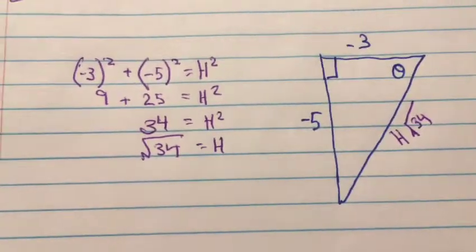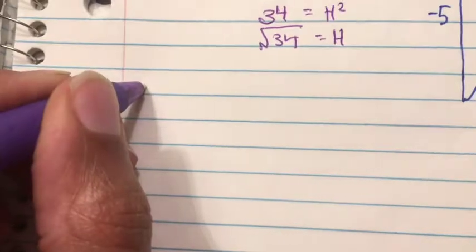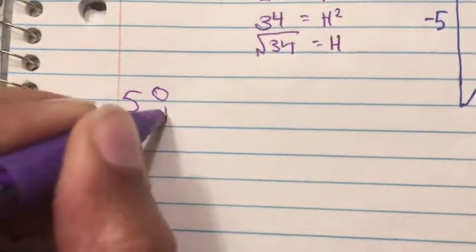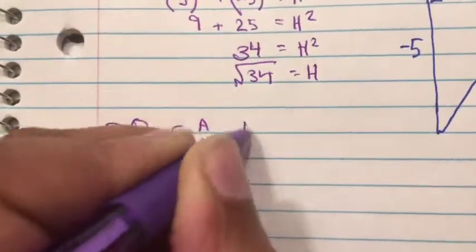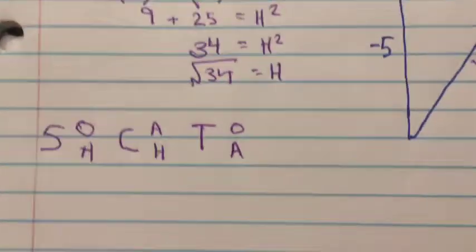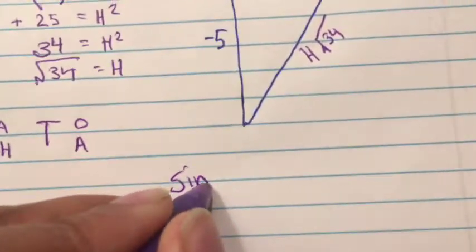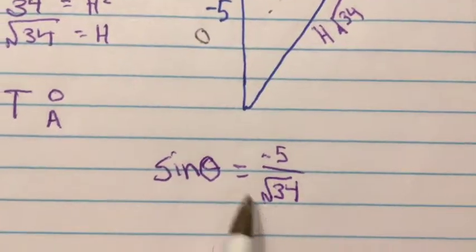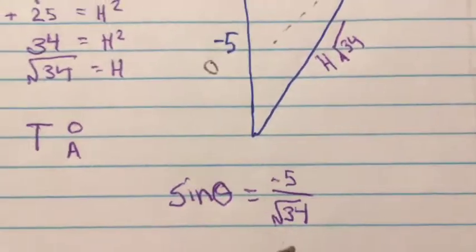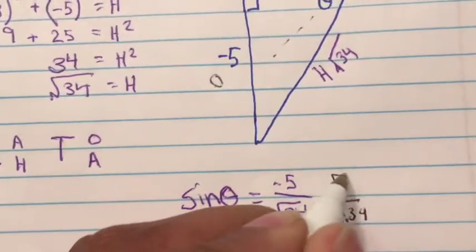Alright, so now we're just going to use SOHCAHTOA to find the trigonometric functions. So we know the sine is the opposite over hypotenuse, cosine is the adjacent over hypotenuse, and tangent is the opposite over adjacent. So now we can say that the sine of the angle equals our opposite. So the sine is -5 over square root of 34, but we cannot have square roots in the denominator like this. So in order to rationalize this, we're just going to multiply the numerator and the denominator by square root of 34.